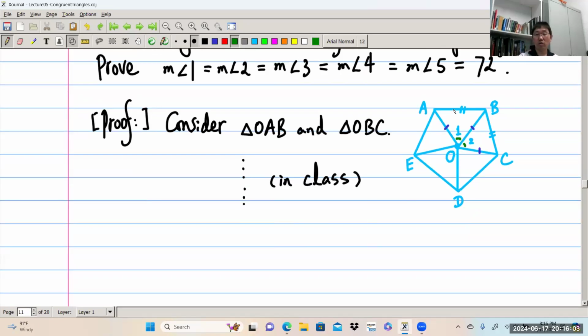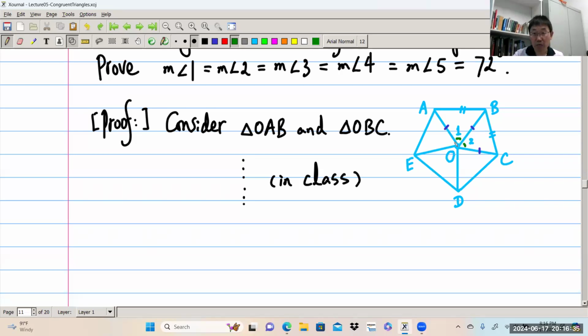So consider triangle OAB and triangle OBC, two arbitrary triangles out of these 5 triangles. If I can prove they are congruent, then I can prove all these 5 triangles must be congruent. We agree? Because I just take 2 of them, and you can do the similar thing for any other 2 triangles. And then by the transitive property, this triangle is congruent to the second triangle, is congruent to the third triangle, and so forth. So all these 5 triangles must be congruent. Now you can claim these 5 angles are congruent angles.